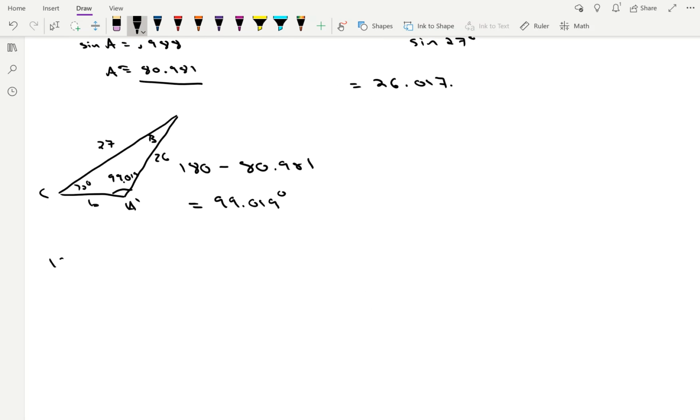Okay, so let's get angle B first. So that's 180 minus 72 minus 99.019. Okay, calculator. One more time. 180 minus 72 minus second answer, because he's still there. Did I do that right? Yeah, I did. That's 8.981. I feel like I did too much here. Nope, it's a really small angle. What can I say?